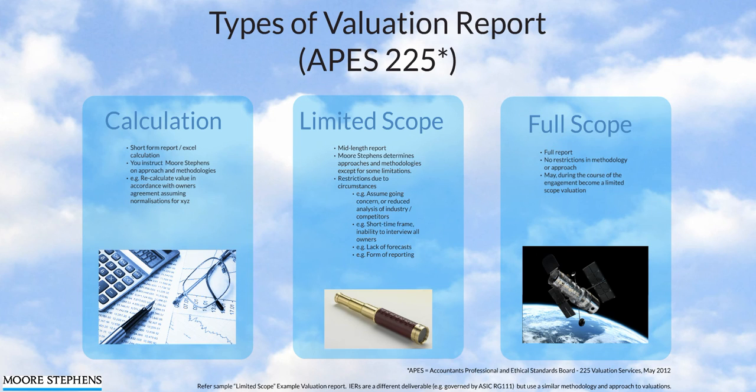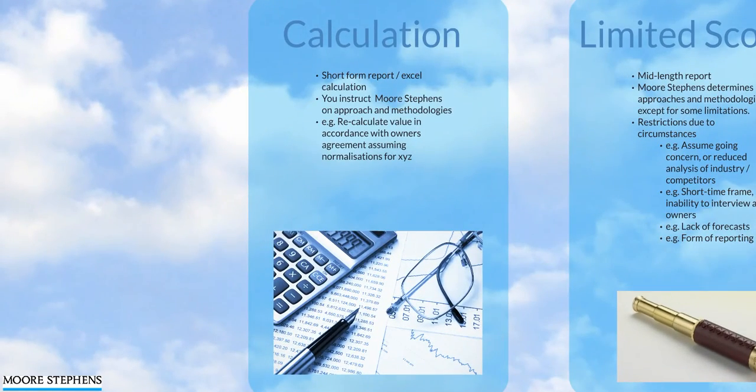There are 3 types of valuation engagements we can do under our professional standard APES 225. A calculation engagement is generally a short-form report where you instruct us on the approach and methodology, for example, to calculate value in accordance with an owner's agreement formula.